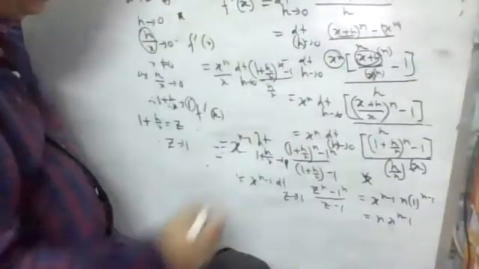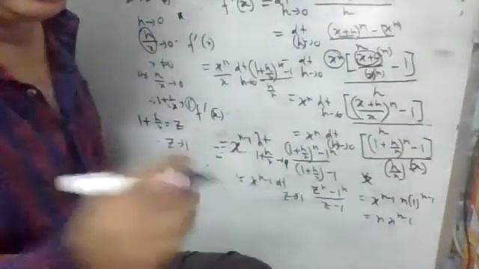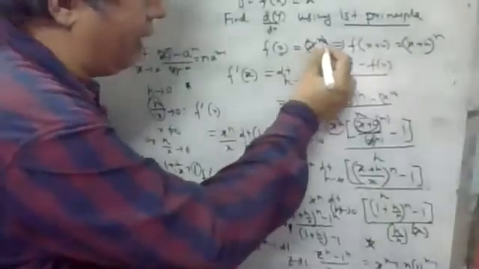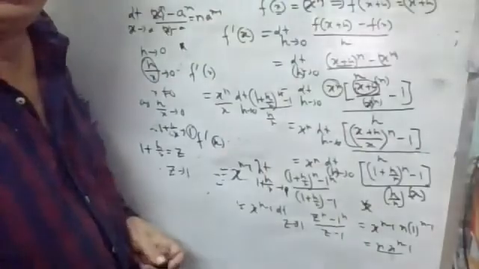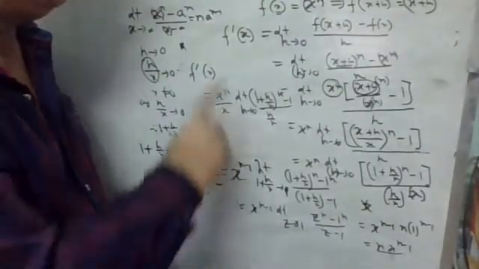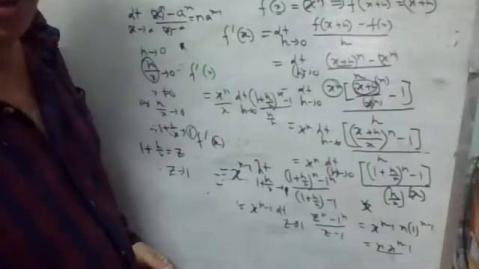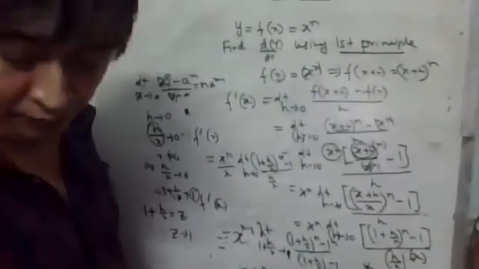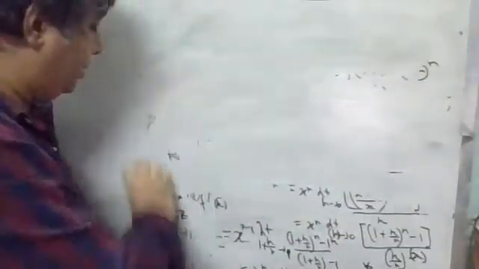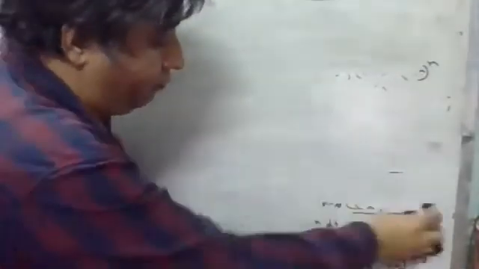So by first principle, we have got that the differentiation of x^n is nothing but n x^(n-1). This is the standard formula of differentiation we have got using the first principle. Hope you understood. I'm rubbing now. In this way, we will learn the standard formulas of differentiation.